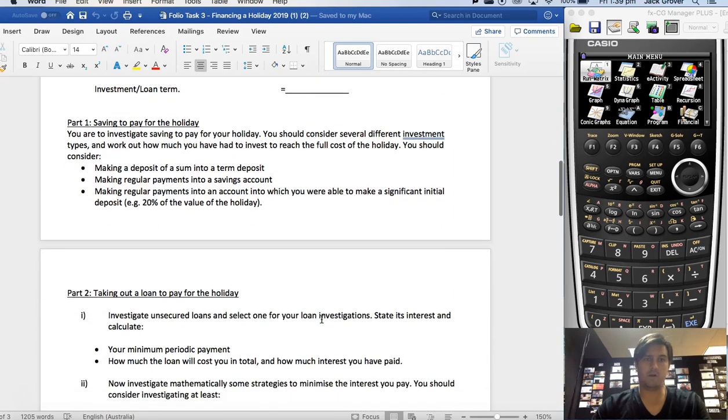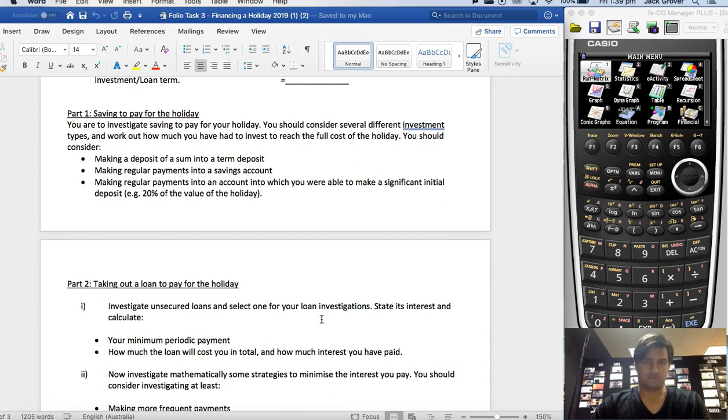So part one, this is if we were going to save up to pay for a holiday. The first dot point here asks us about making a deposit of a sum into a term deposit. A term deposit account is like a high interest savings account. First things first, if you just Google high interest savings account, it'll come up with all the different options. Most of them are around 2%, maybe a little bit higher or lower, but you should be able to get an interest rate in that 2% category. That interest rate you can leave the same for these first three dot points.